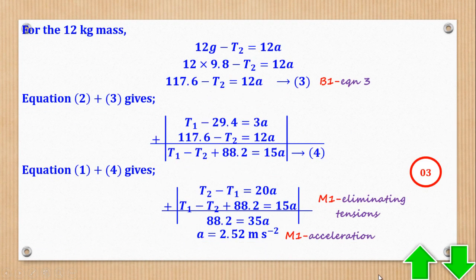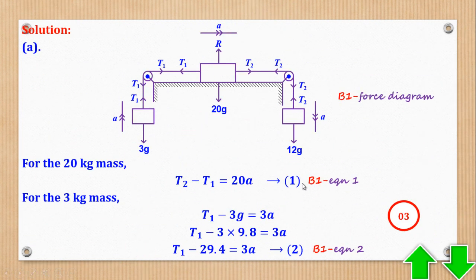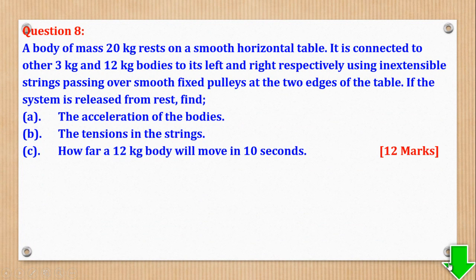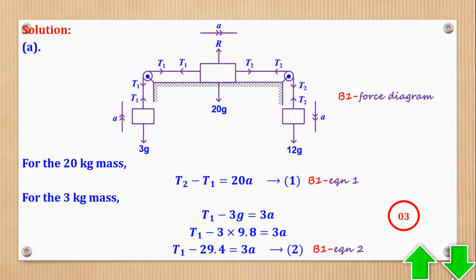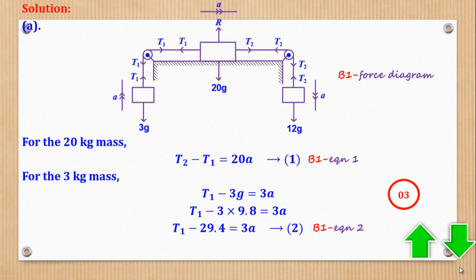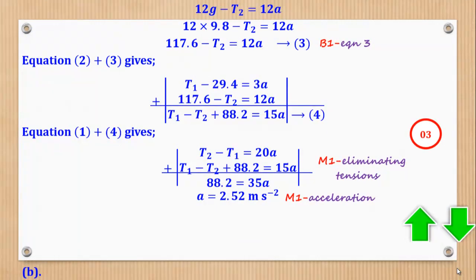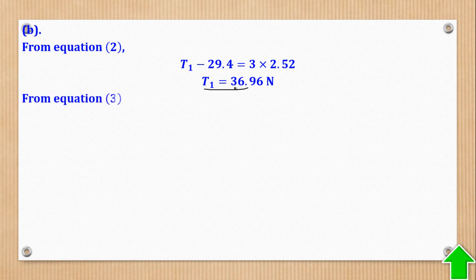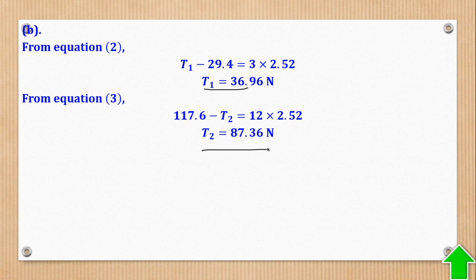Then part A, here they wanted the acceleration alone. Then part B, what do they want? Part B, they wanted the tensions. So tensions, after getting A, you can say from equation 2, substitute for A and get the value of T1. Then also from 3, you can substitute for A and get the value of T2. And that's what they wanted.